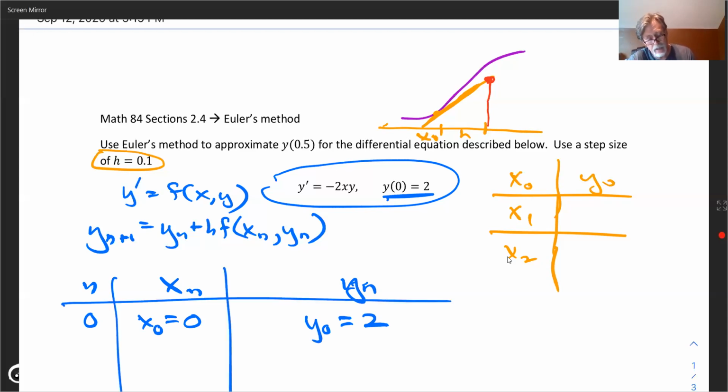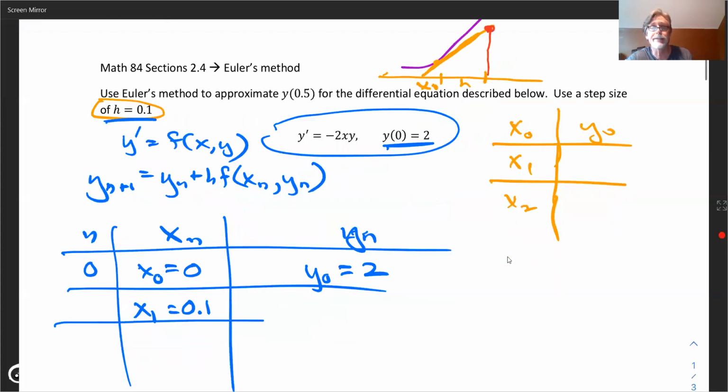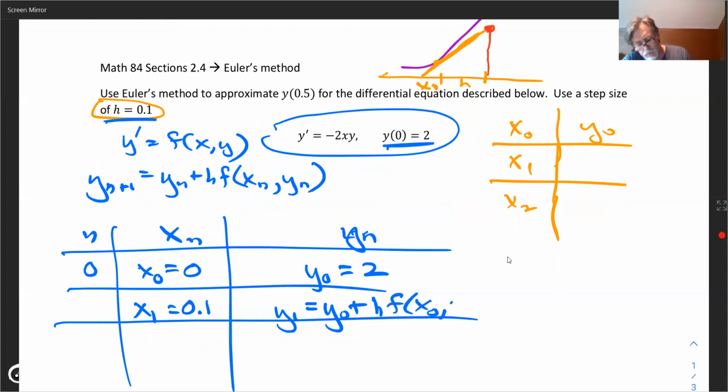Okay. Now the next one, you respect the step size. So x1 goes up by 0.1. Depending on where x0 is, you tack on the h. So now x1, we're at 0.1. Okay, this is where the fun begins. Now we use the formula. So we're going to say y1 is equal to y0 plus h times f of (x0, y0), which is elaborate, but really you start getting your hands dirty.